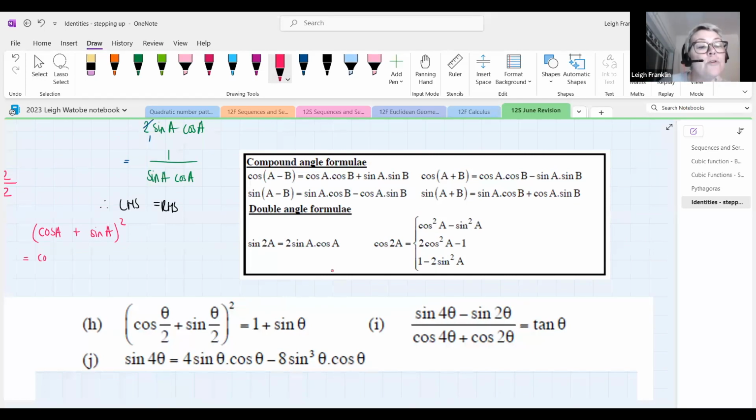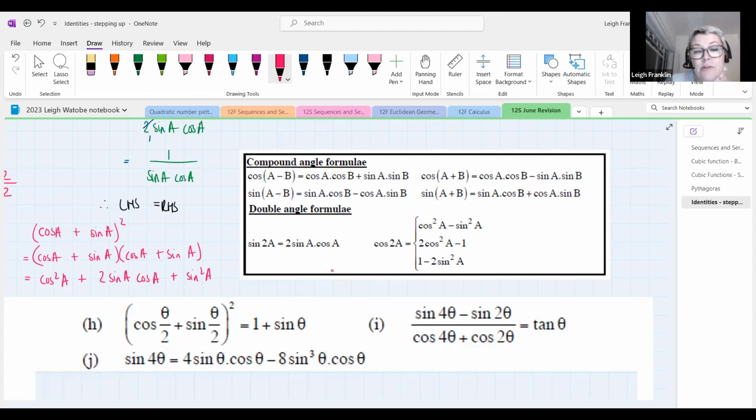So you've got cos A plus sine A multiplied by itself. Do FOIL. So that will give you cos squared A plus cos A sine A plus sine A cos A. So that would give you 2 sine A cos A as your middle term plus sine squared A. Do that first.